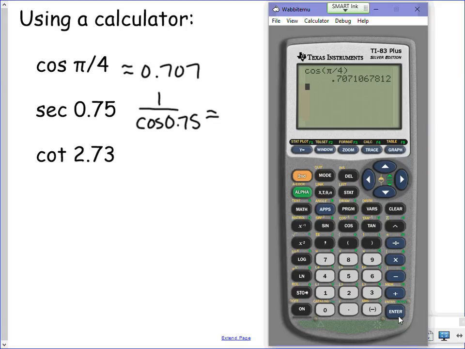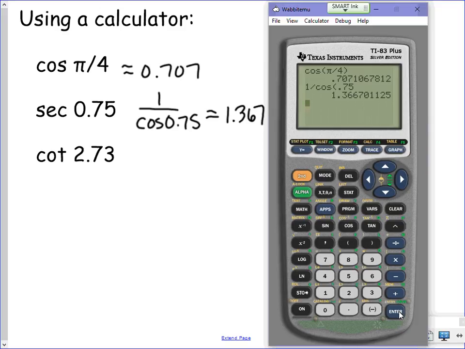Okay. So what I want to caution you against is when you're trying to do secant and cotangent and cosecant, do not use the second button on the calculator and call up inverse sine, inverse cosine, inverse tangent. Those things are not the same thing as reciprocals. We'll eventually use those, but for right now you would just use the reciprocal. So flip it. 1 divided by the cosine of 0.75. Okay, and you should get something like 1.367.